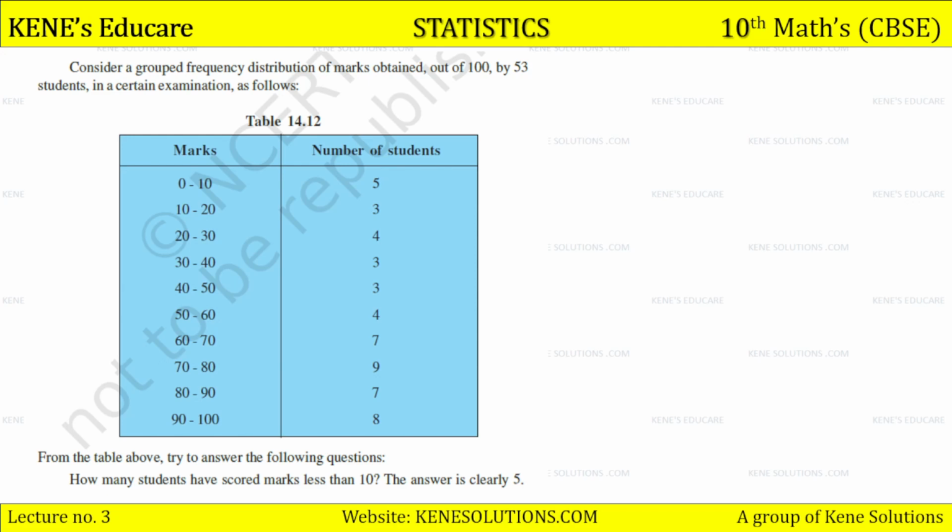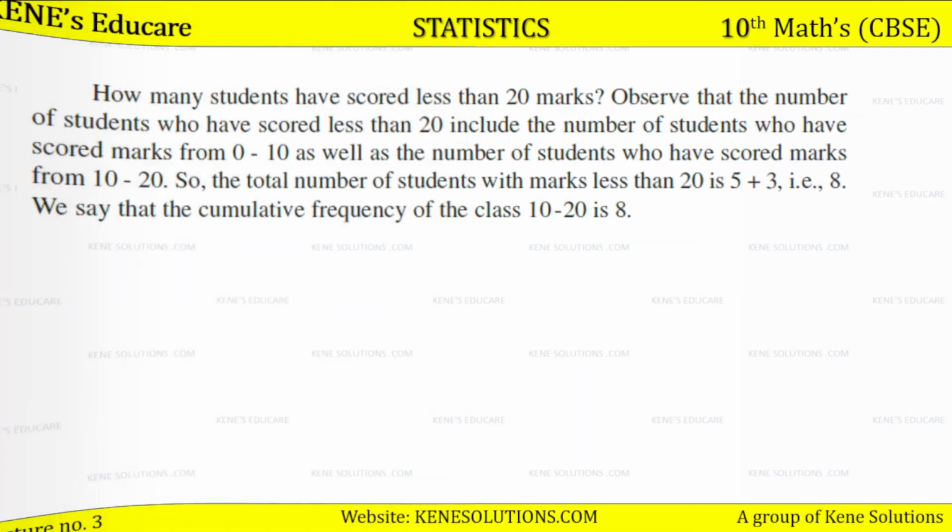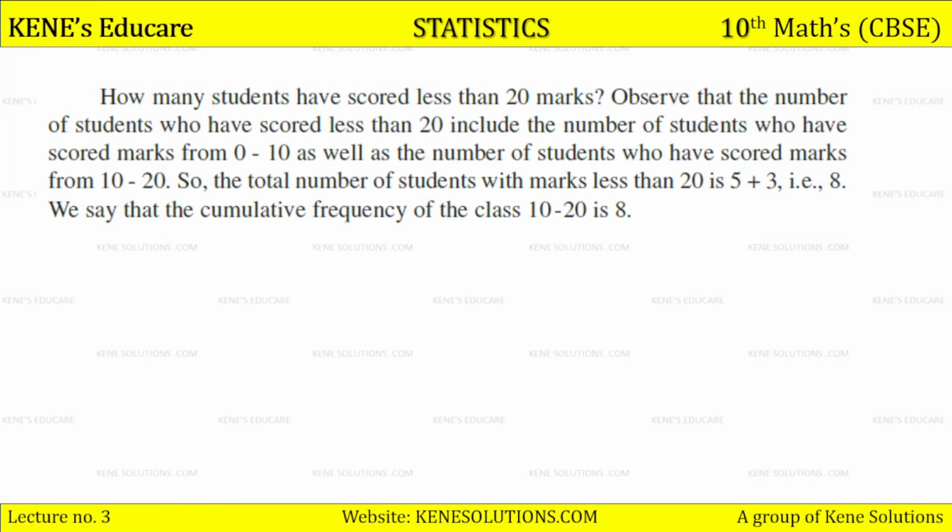Number of students is given here. From the table above, try to answer the following questions. How many students have scored marks less than 10? Yes, it's 5. Correct. How many students have scored less than 20 marks?